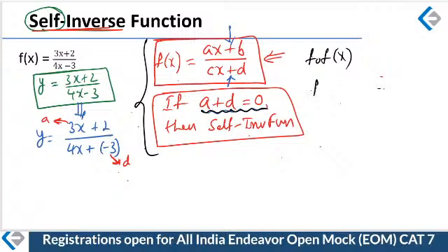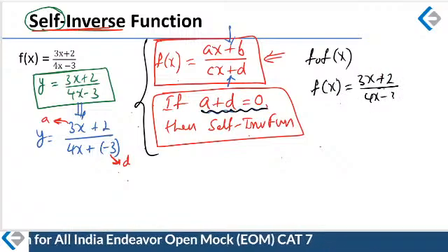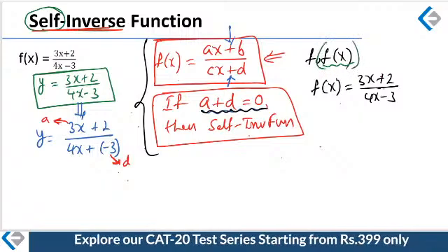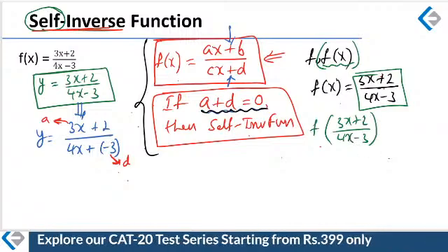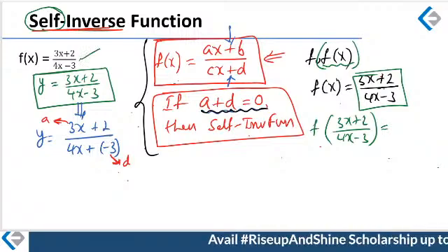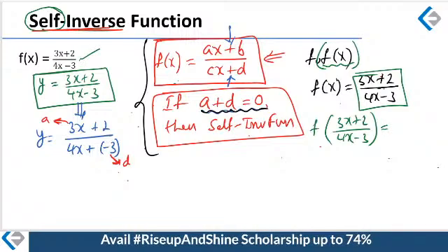What is f of f of x? Let's try doing this. You have f of x is equal to (3x plus 2) divided by (4x minus 3). Now I have to give f of x as an input to the next function. Therefore, what is the input, friends? This box is the input. So f of (3x plus 2 divided by 4x minus 3) means this should be the input to the function. What is the function, by the way? The function is (3x plus 2) divided by (4x minus 3), and this should be the input given to it.